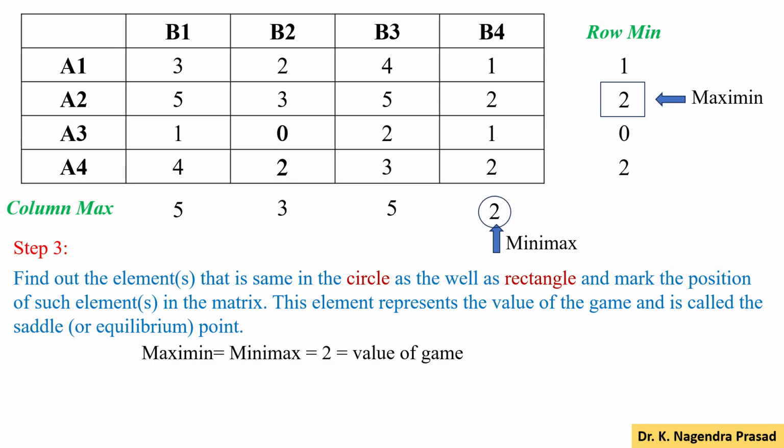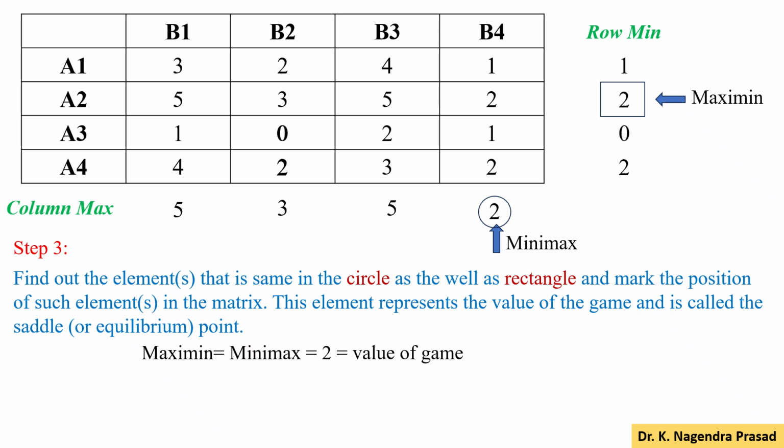Next, observe here: the maximin value which is enclosed in the rectangle and the minimax value which is enclosed in the circle are both the same, that is 2. So the maximin value is 2 and the minimax value is also 2. So this 2 is the value of the game.